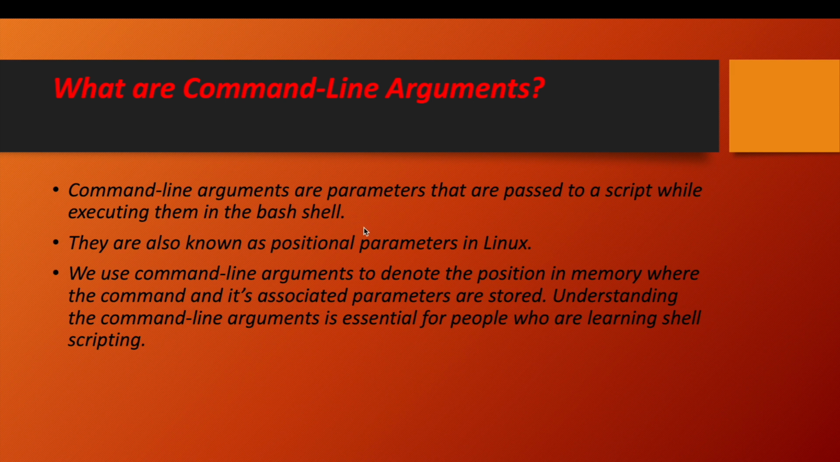Now the next concept is what are command line arguments. Command line arguments are parameters that are passed to a script while executing them in bash shell. They are also known as positional parameters in Linux. We use command line arguments to denote the position in memory where the command and its associated parameter are stored. Understanding command line arguments is essential for everyone learning shell scripting. So let us learn the command line concepts, and then we'll implement everything in a simple shell script.